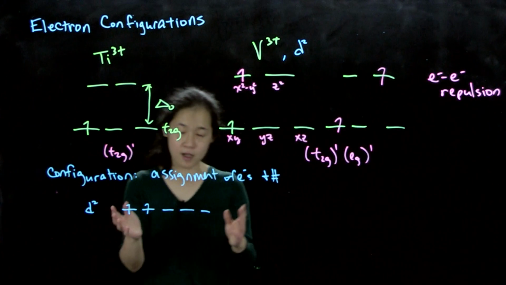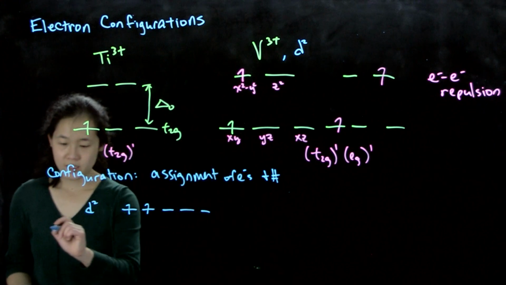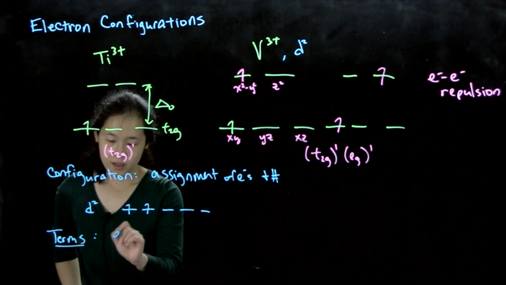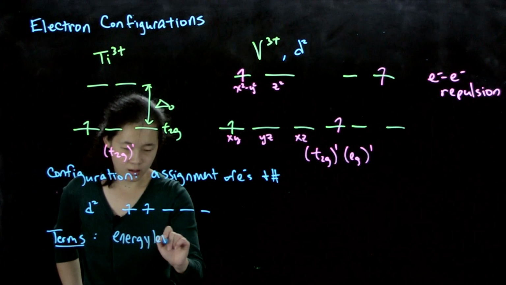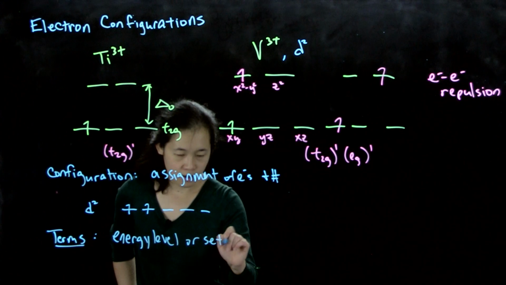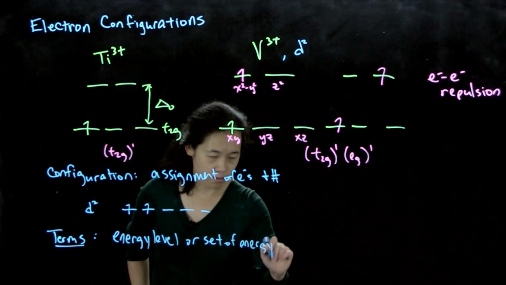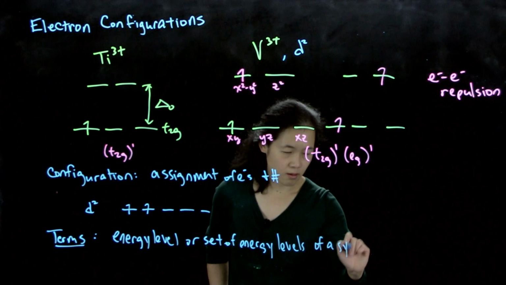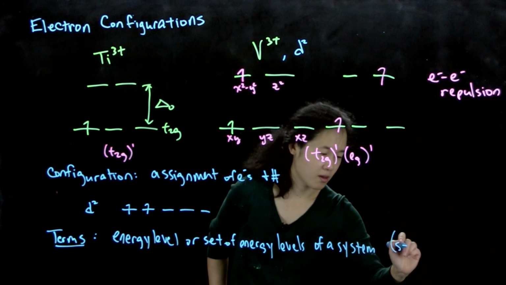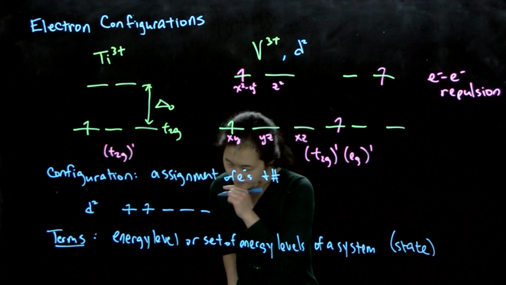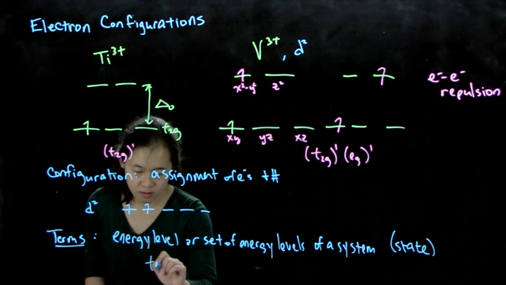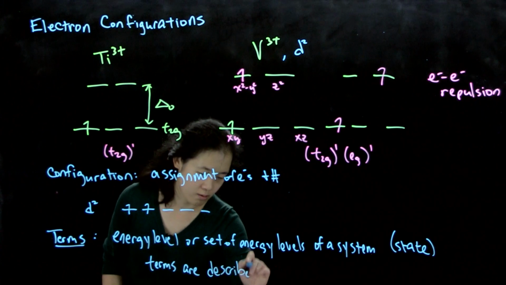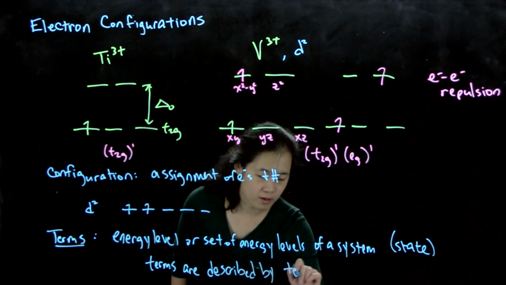So for a given configuration, we might have multiple terms. A term is also equal to one energy level or set of energy levels of a system. And this is also called a state. And then these terms are described by term symbols.